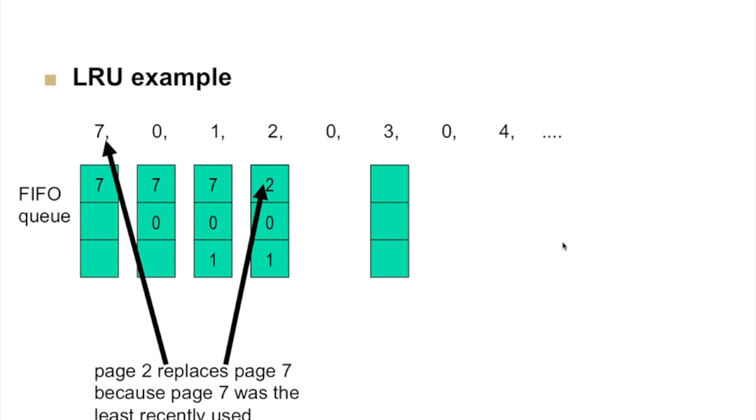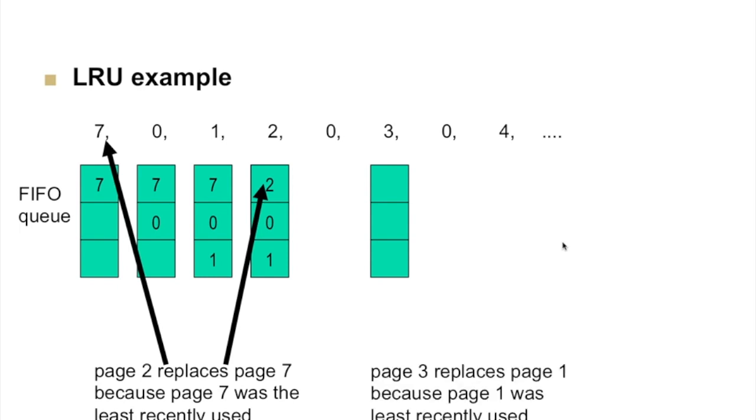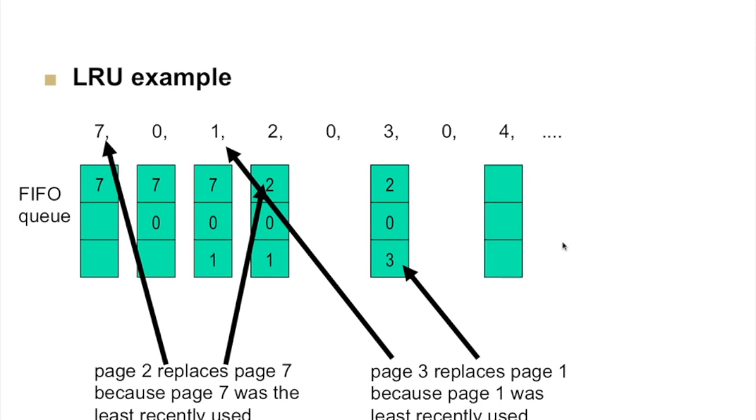Then 0 is still in memory, so the next time we have a page fault is going to be at 3. And now we're going to look in the past. Out of the pages that are in memory, 2, 0, and 1, which one was used least recently? Well, we can see 0 was used, then 2 was used, then 1 was used. So 1 was used least recently. So we're going to go ahead and replace the frame that has 1 with page 3. And we could keep doing that for every single page fault.